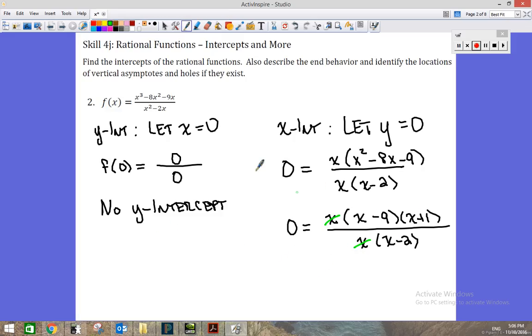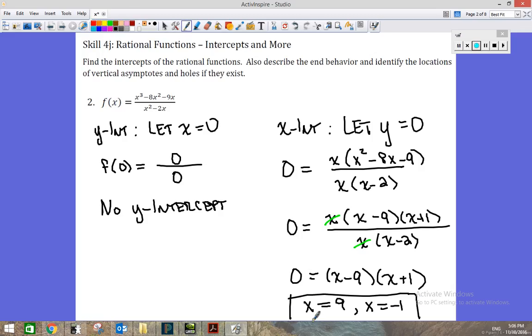Now, if we set the numerator equal to 0, we do have that 9 and negative 1 are going to be x-intercepts. So this graph will intersect the x-axis at x equals 9 and at x equals negative 1. It will not intersect the y-axis at all. We've seen with this cancellation that there's going to be a hole in the graph at the origin, but we'll point that out when it asks us for that.